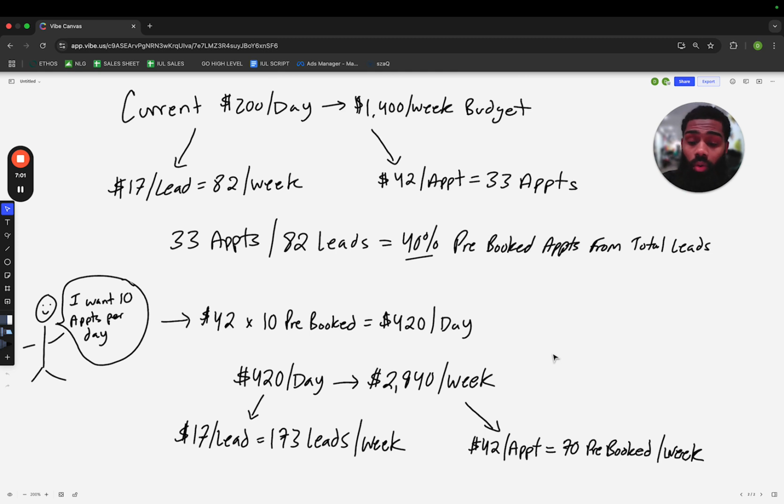Now, since we know that each appointment is $42 and that 40% of all of his leads are turning into appointments, we do the same thing. $2,940 per week divided by $42 per appointment means that of the 173 leads being generated in his Facebook ad account, he's going to have 70 pre-booked appointments on his calendar every single week, which is excellent, right? And that's the goal he was looking for.